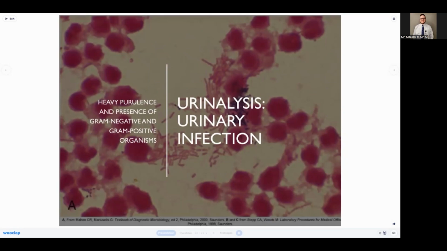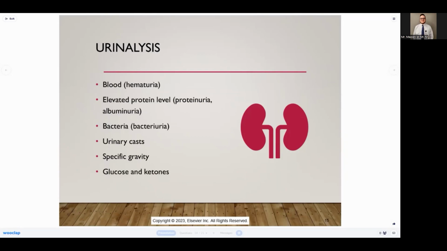So we're thinking about UAs and urinary infection. What are we looking at? Typically, there's going to be probably some purulent drainage in that UA, so it's going to be very cloudy. Might have a foul smell, and there's going to be usually positive bacterial organisms. Some of the most common are gram-negative, gram-positive organisms. Those are just different forms of bacteria that are more common. So again, in urinalysis, this is a good summary of the things you don't want to see in a UA. And the things you don't want to see in a UA is obviously blood, protein, bacteria, urinary cast, elevated specific gravity.